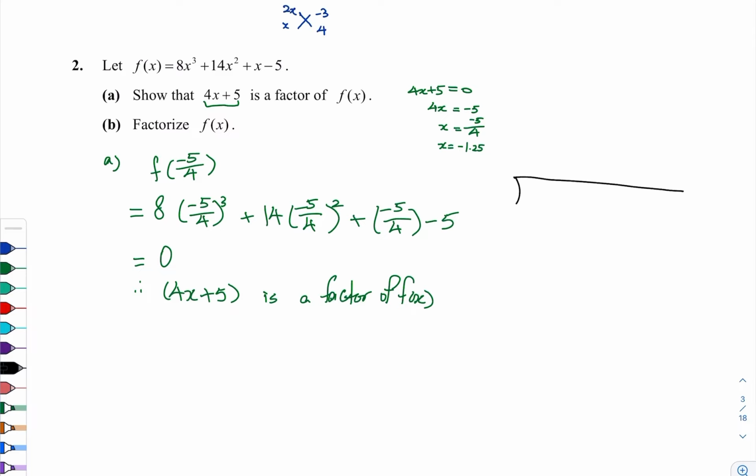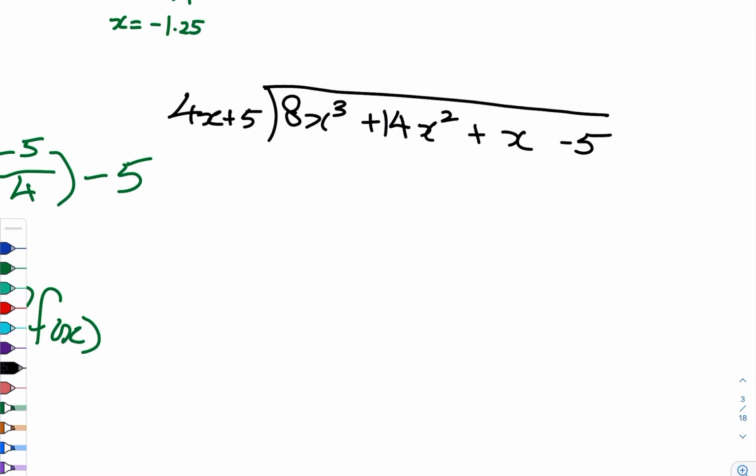You have the long division layout. Make sure everything is in order: 3, 2, 1, and constant. I mean the powers: 3, 2, 1, constant. Sometimes they don't give it in order. If that's the case, you have to turn it back into the right order.